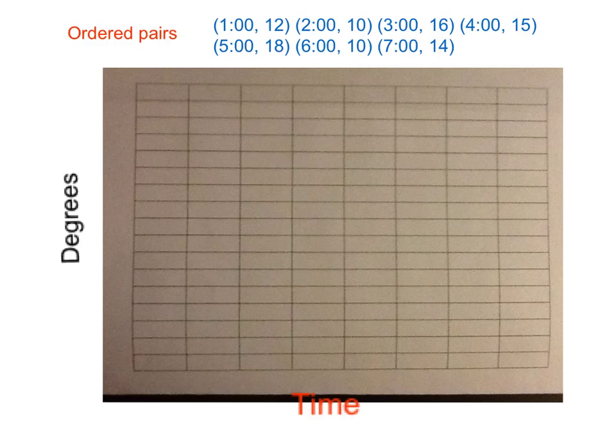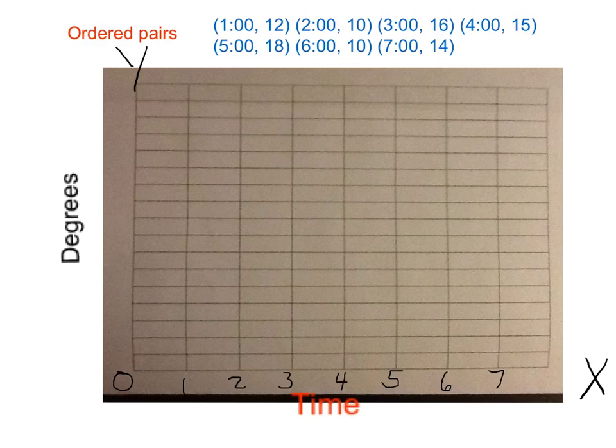Now you can see on my graph I've labeled my x-axis with the word time. I've labeled my y-axis with the word degrees because that's how my ordered pairs are listed. My time is coming first and then my degrees. So that would be my y. So we always start at 0 in the corner. So I'm going to put my times in under the lines, not the spaces. So this would be 1 a.m., 2, 3, 4, 5, 6, 7.